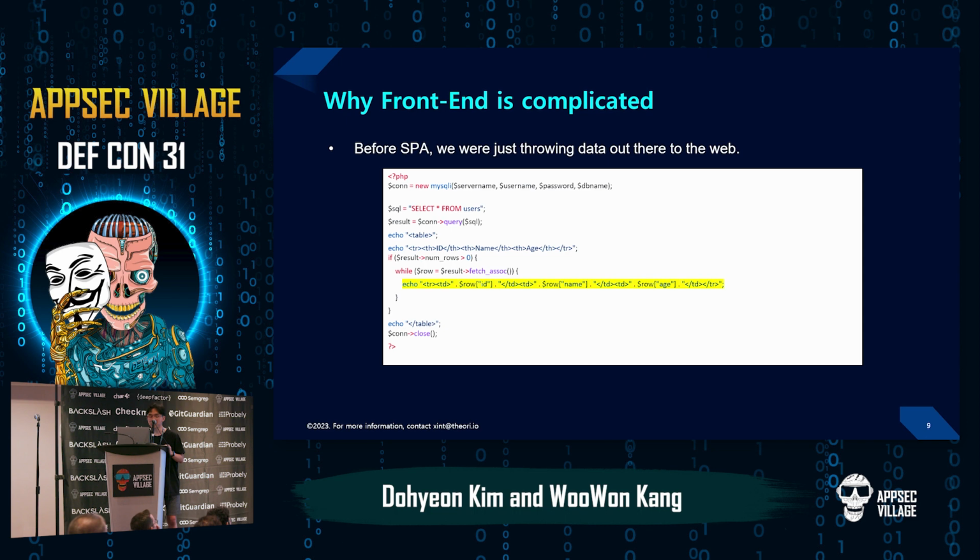Like that. As you can see in this code, we simply made the database connection, made a query, and returned the result rendered by the server, fetching the data and rendering it directly. It looks like it has a lot of vulnerabilities. In times like this, the importance of the front end was not emphasized.